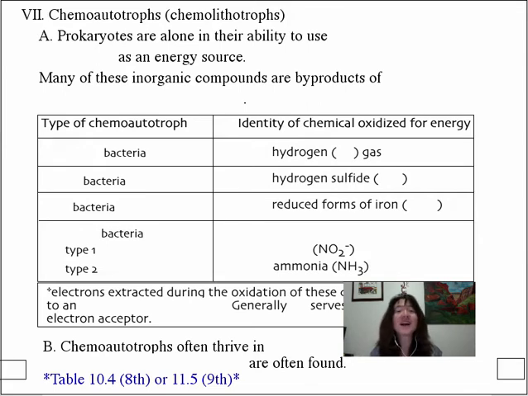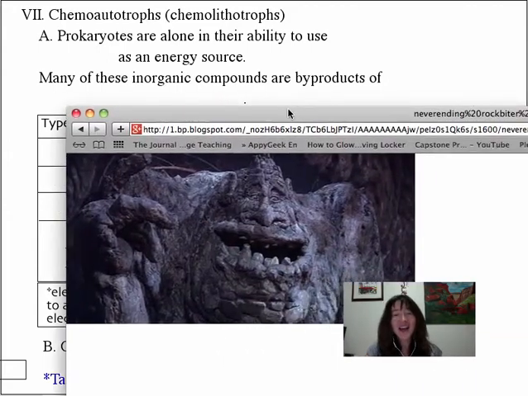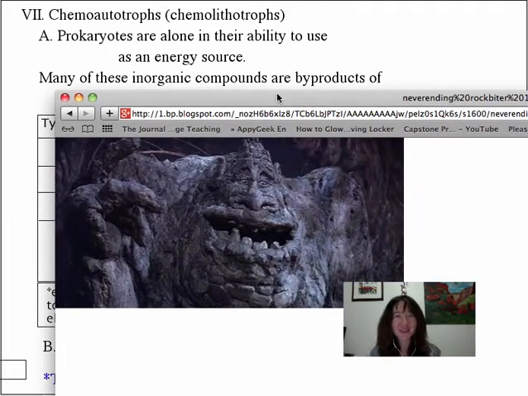So no matter what I do, every time I think of a lithotroph, I can't help but picture our good friend from the Never-Ending Story, who is the rock eater. So I brought in a picture of the rock eater, and one of my students actually previously made an awesome cartoon that I'll show you in lab that just says chemolithotrophs rock.